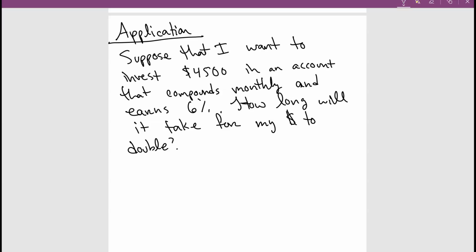Here is an application problem. So suppose that I want to invest $4,500 in an account that compounds monthly and earns 6% interest rate. So how long will it take for my money to double?